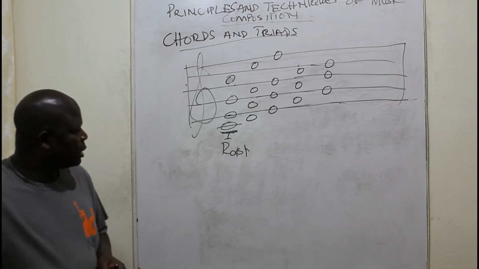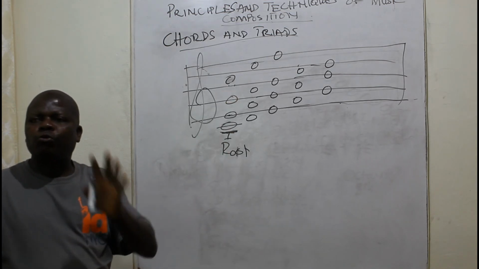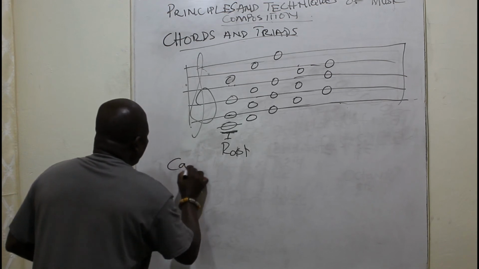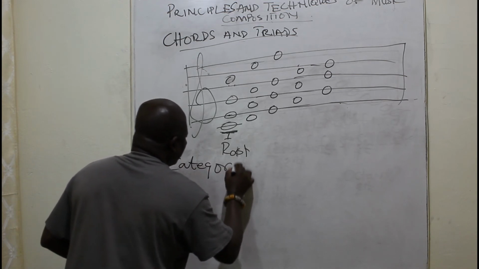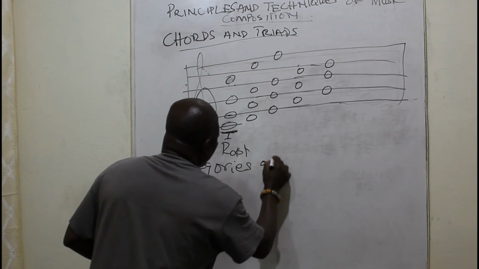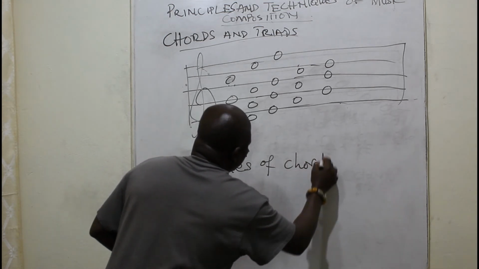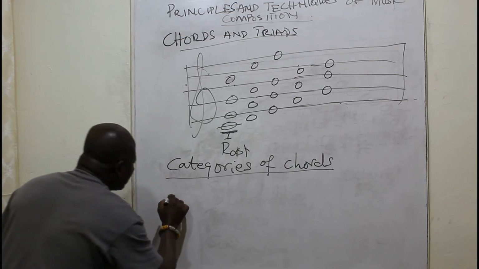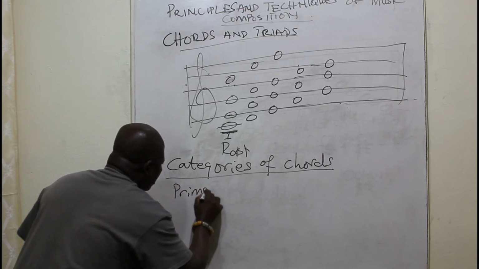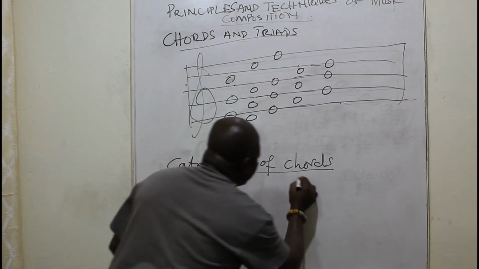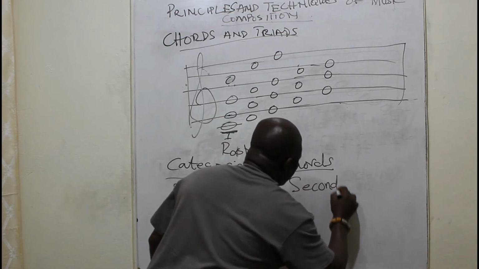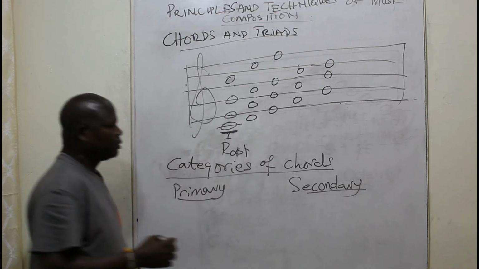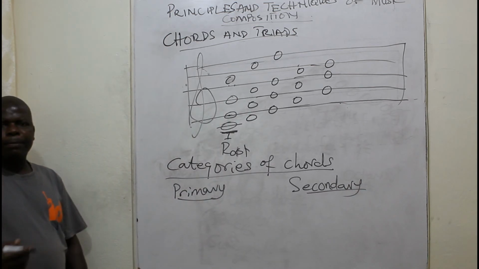Categories of chords. The chords are categorized into 2 main categories: primary chords and secondary chords. What are primary chords?